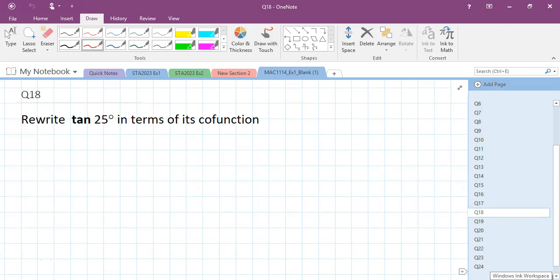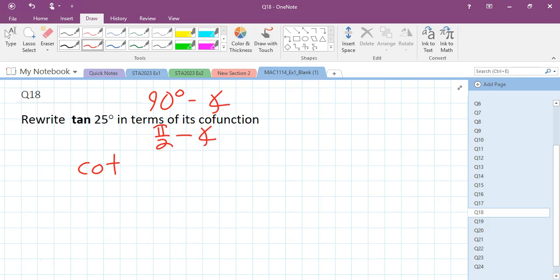Cofunction. It wants to know who is the cofunction for tangent 25. Well, who is the cofunction for tangent? Cotangent. You got it. Now, how do you get the angle for this cotangent? Yeah, you take 90 degrees minus your angle. Or if we're in radians, it would be pi halves minus your angle.